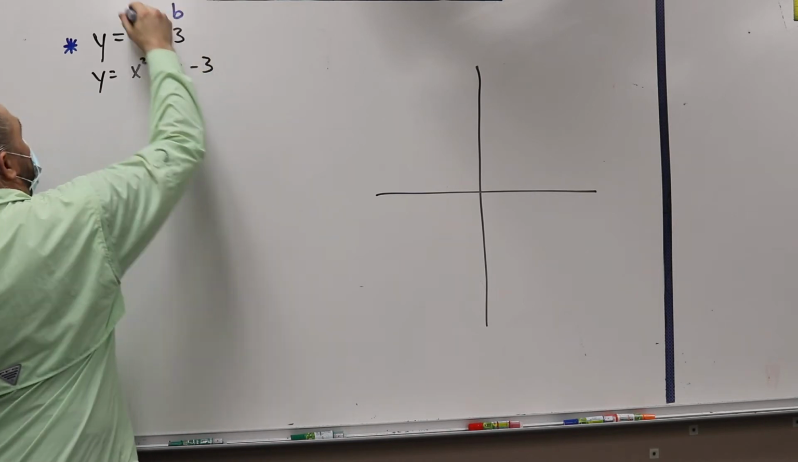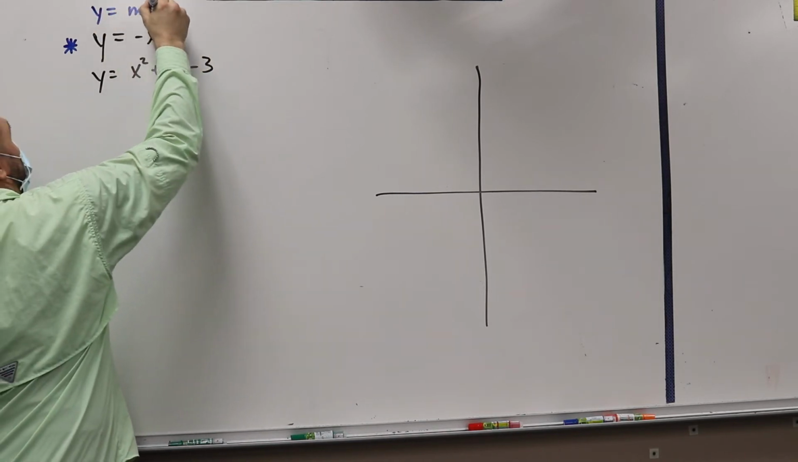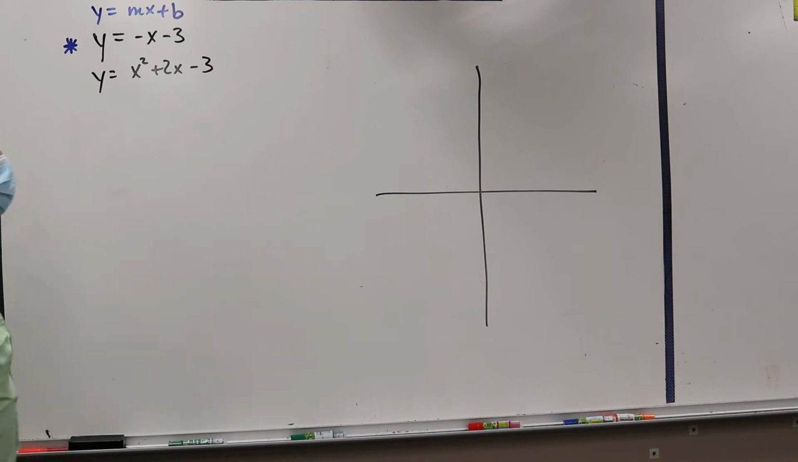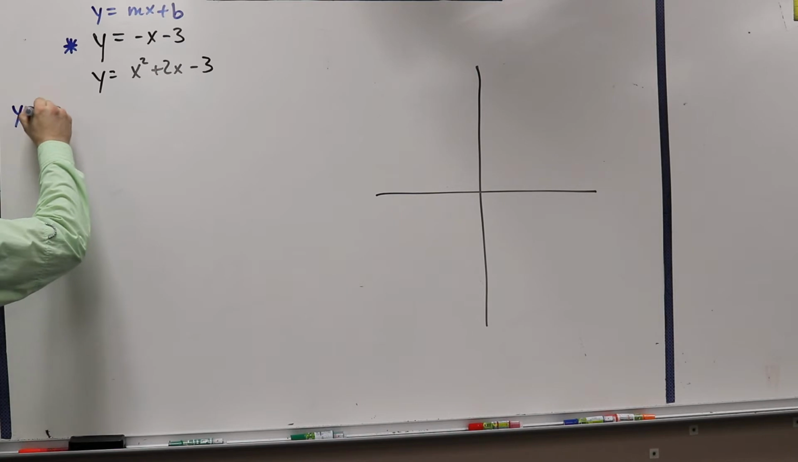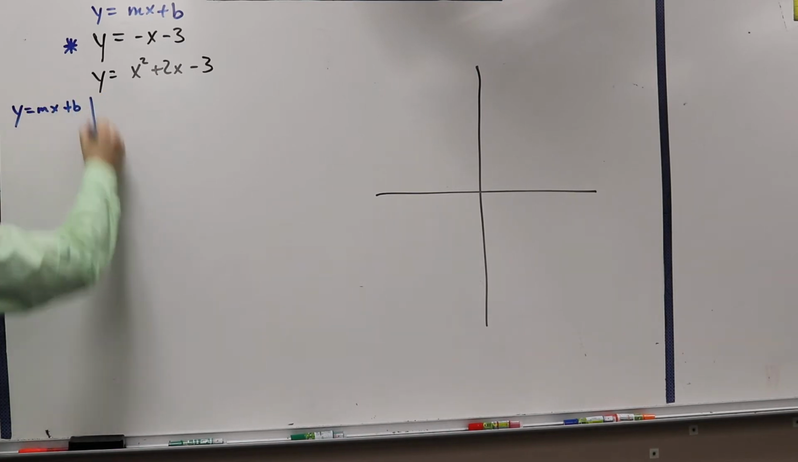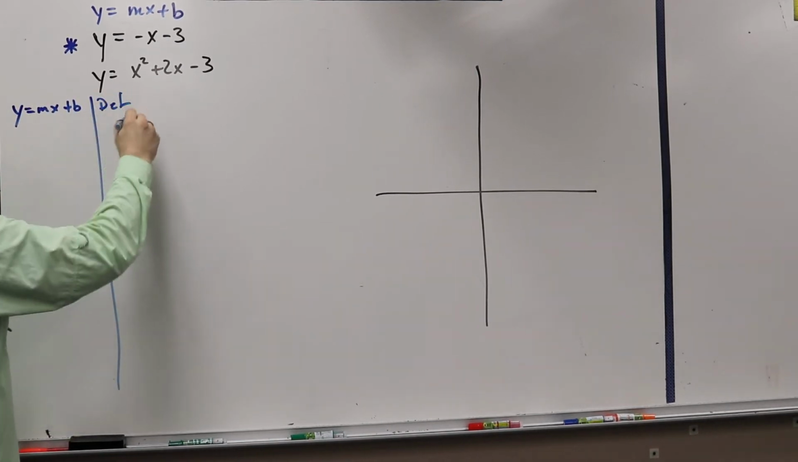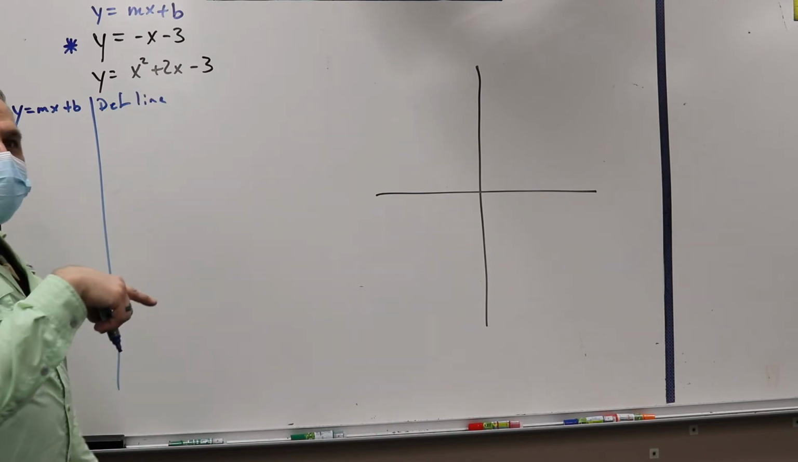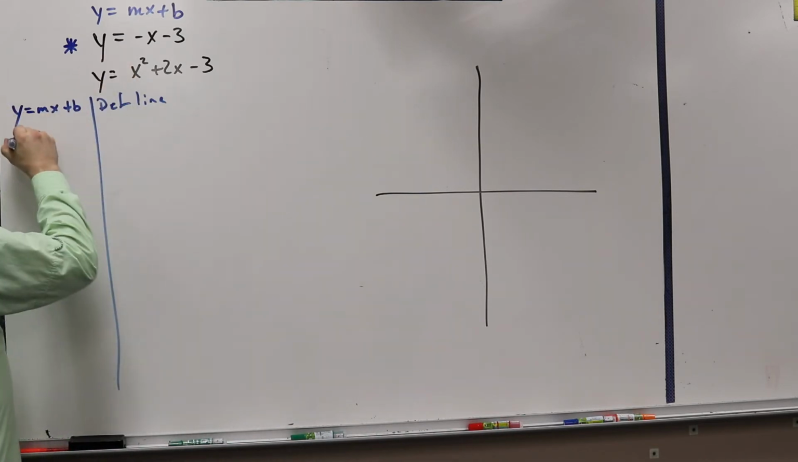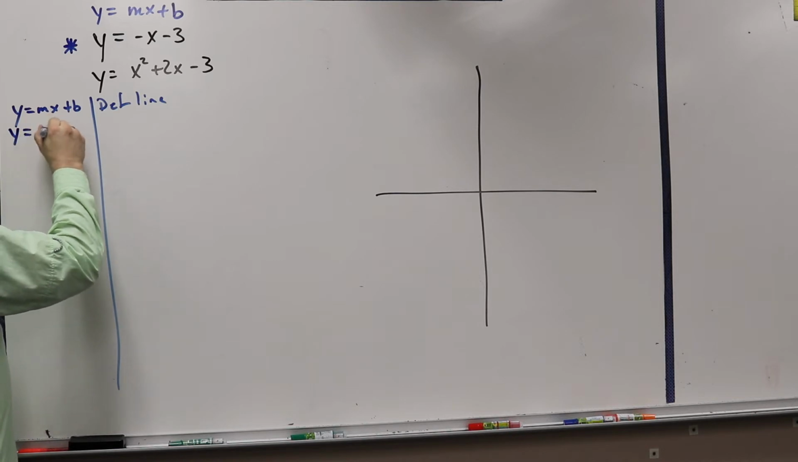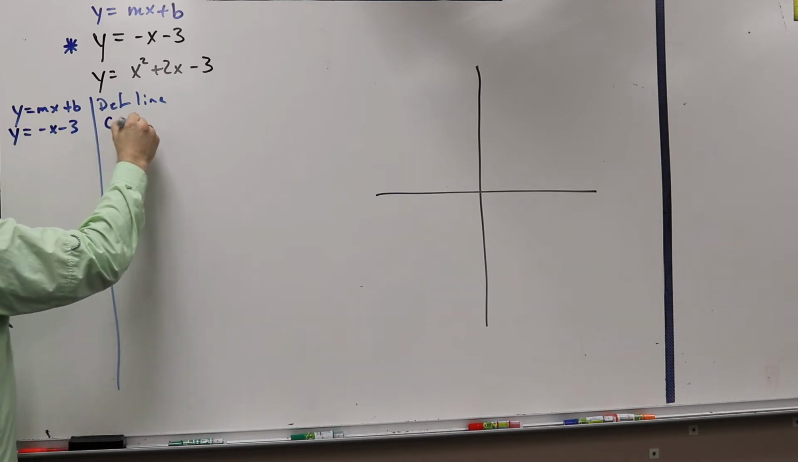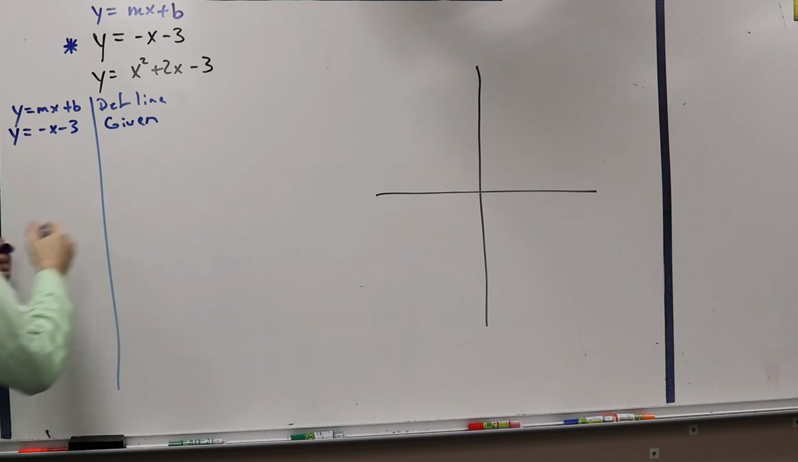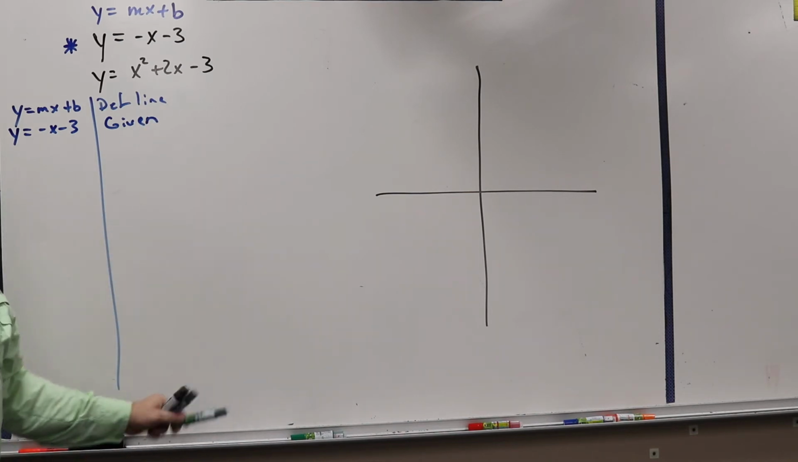So the y-intercept, so y equals mx plus b, right? y equals mx plus b. What is that? The definition of a line, right? Okay? And then I just plugged in some values, right? So I have y equals negative x minus 3, given, right? And now I get to plop out values.